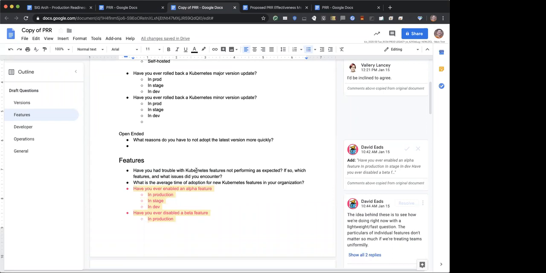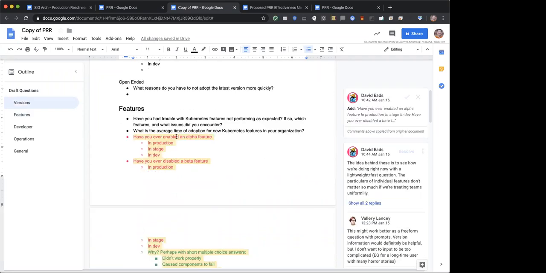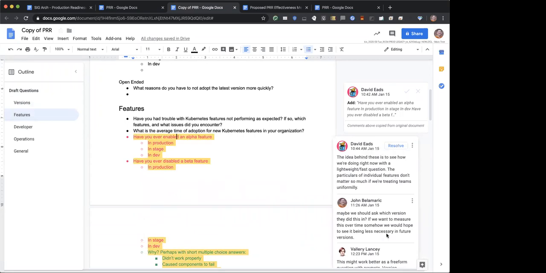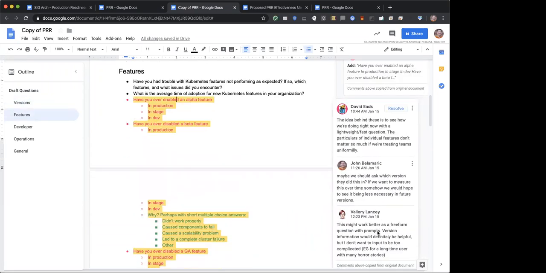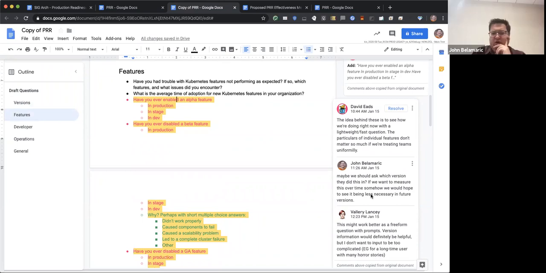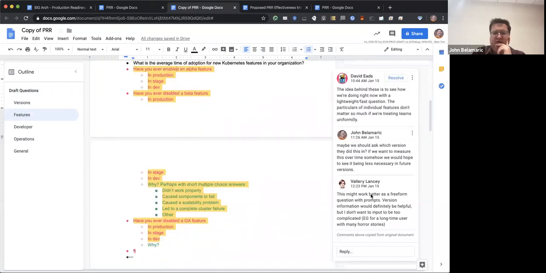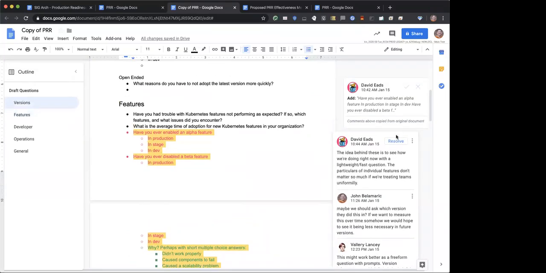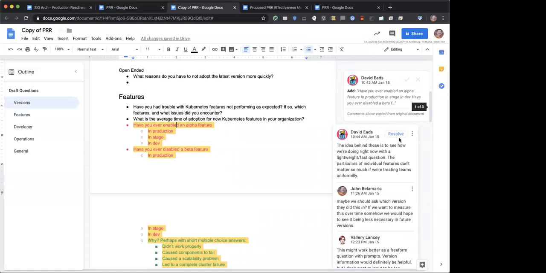How about we skip to the easier ones? I think we agree that we want to know if they've ever enabled an alpha feature or disabled a beta feature. Yeah. Do we care about the version? Probably not at this level. Not right now, I don't think. Yeah. Agreed.